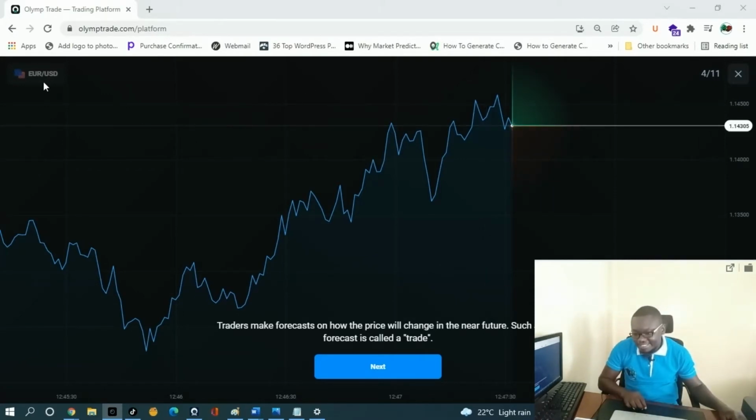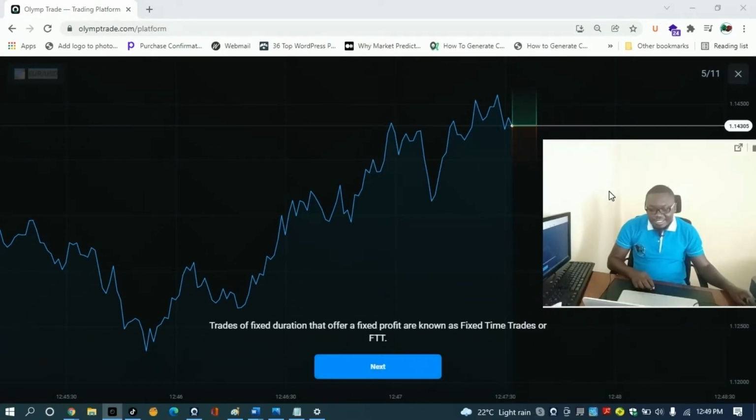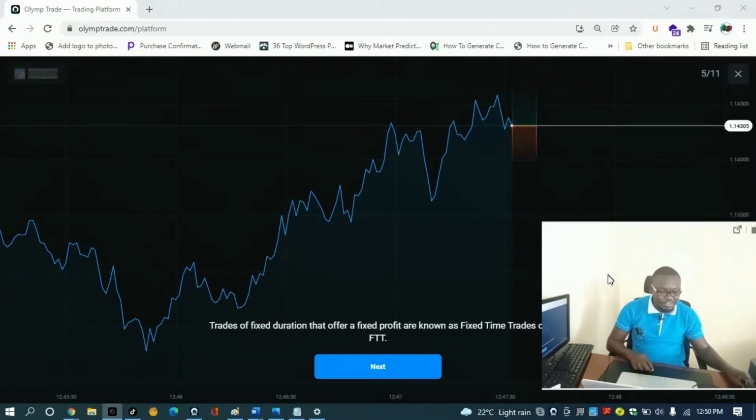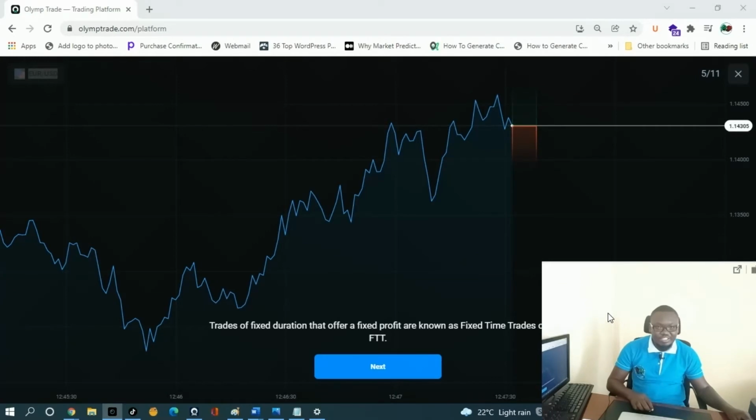In this case, it is the Euro USD pair. You have to make a forecast that it will either rise or it will fall. So trades of fixed duration that offer fixed profit are known as fixed time trades. For a trade to have a fixed duration, you have to decide that this trade should only run for 1 minute, 2 minutes, 3 minutes, 4 minutes, and more. At Olymp Trade, you can run a fixed time trade that runs for up to 23 hours.